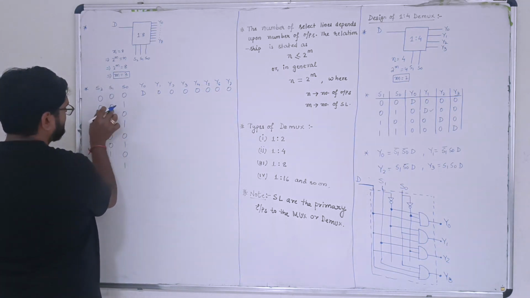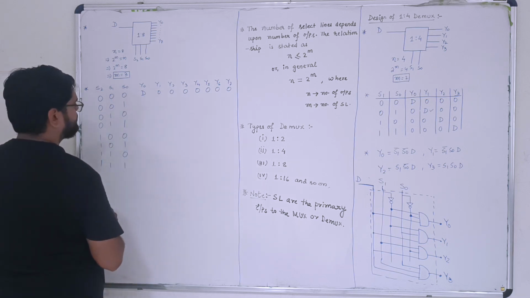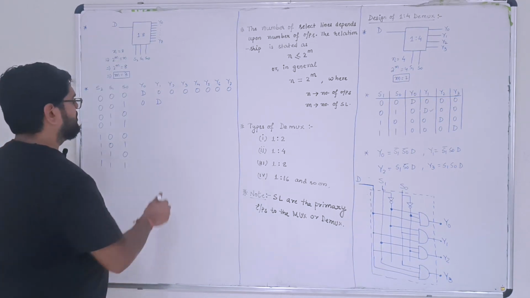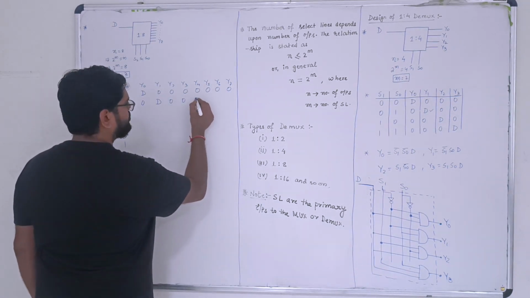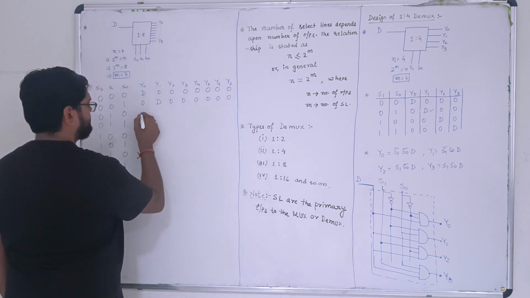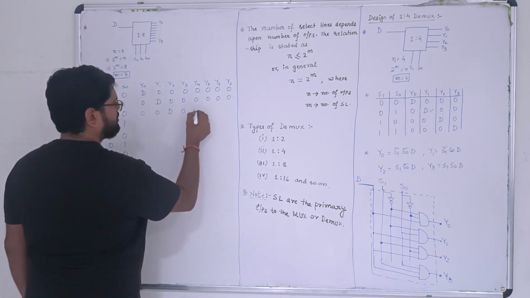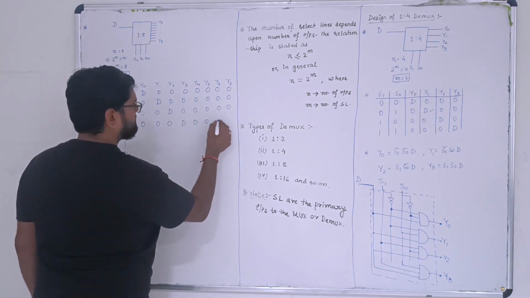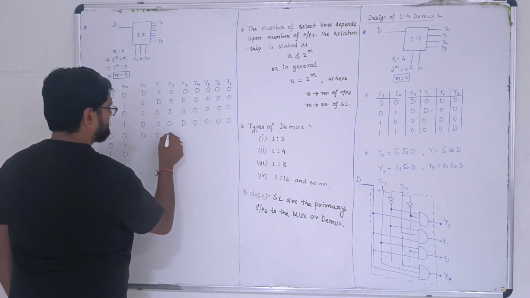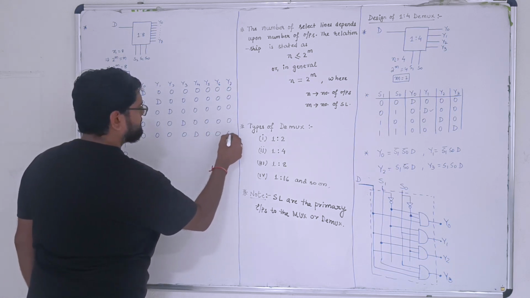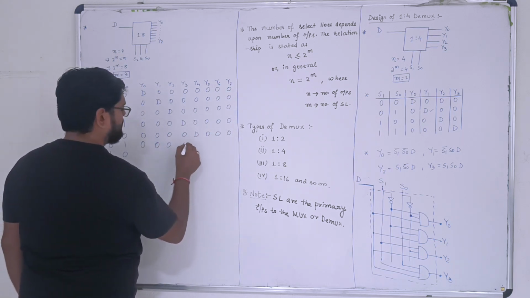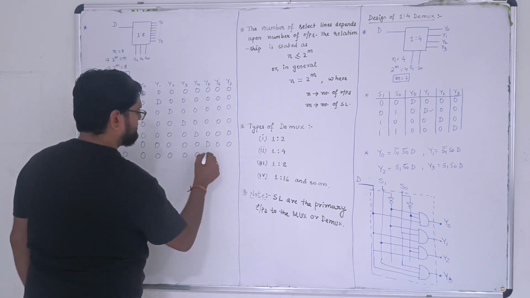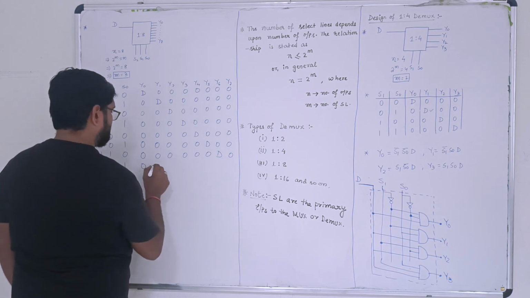Similarly, if S2 is 0, S1 is 0 and S0 is 1, then in that case the D value will be coming as the output for Y1. So similarly, you will have the other values equal to 0 other than Y1. Similarly, you will go for 2, then for 3, then for 4, 5, 6, and the last one is 7.